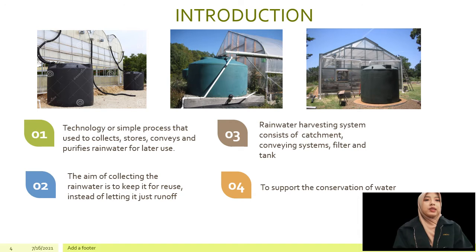So, rainwater is the easiest and most sustainable method used to reduce the pressure on water supply, which can enhance green living. A rainwater harvesting system consists of a catchment, conveying system, filter and tanks. The rainwater harvesting system is one of the best methods that can be followed and practiced to support the conservation of water.